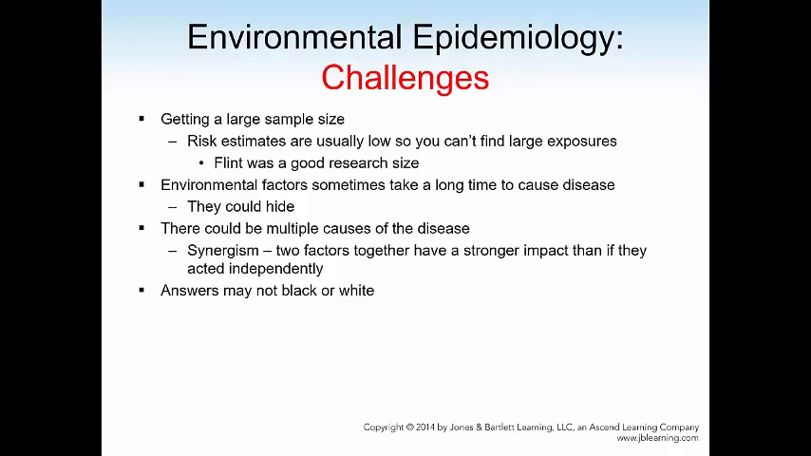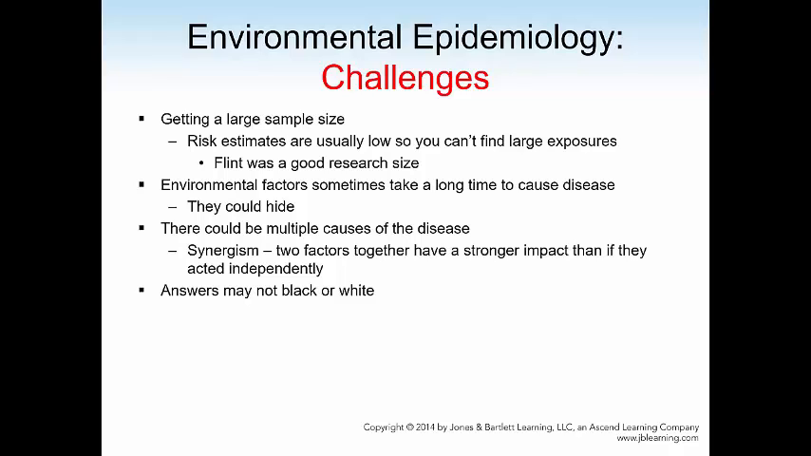There are challenges to epidemiology, however. Whenever you're doing an epidemiological study, it's hard to get a large sample size. So not every study size is as big as Flint, Michigan. Risk estimates tend to be rather low, so you can't find large exposures. And again, for statistical analysis, you need big numbers if you're going to find a relationship. Okay. Sometimes environmental factors take a long time to cause disease.